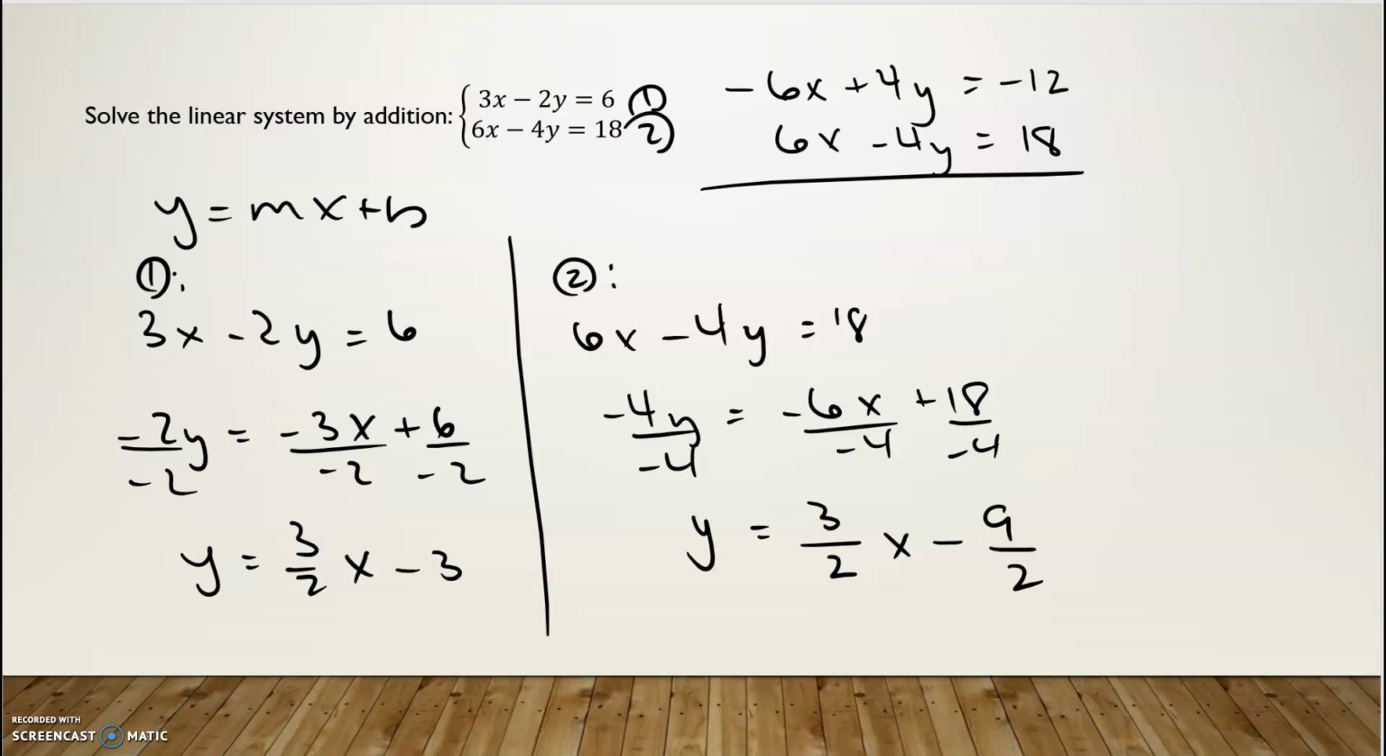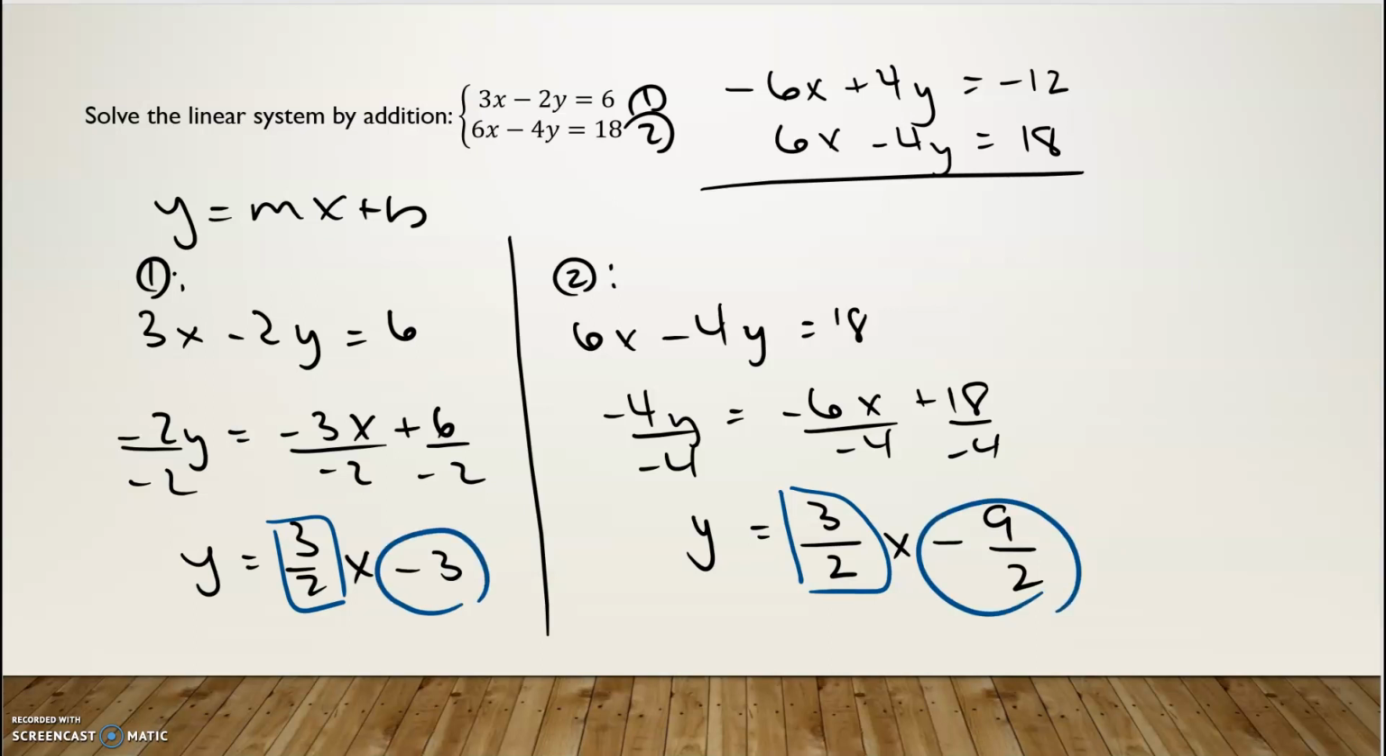Now notice I have the exact same slope for each of these, for equation 1 and equation 2, but I have a different y-intercept. Anytime you have the same slope and a different y-intercept, that means that you're going to have two parallel lines. So these two lines that they gave us here are parallel, which means they'll never intersect, which means that we have no solution.